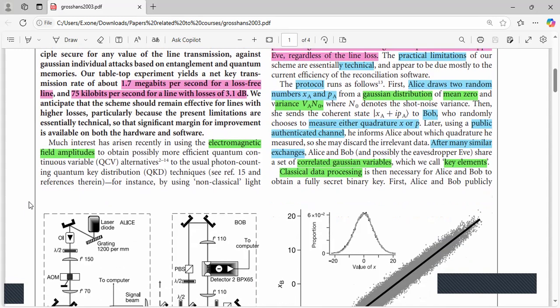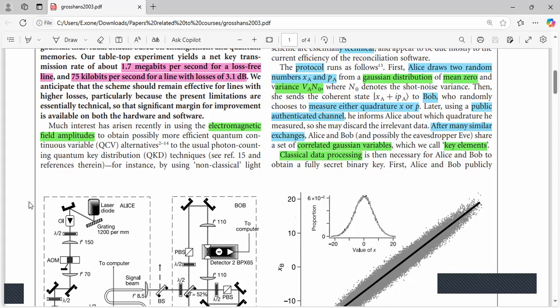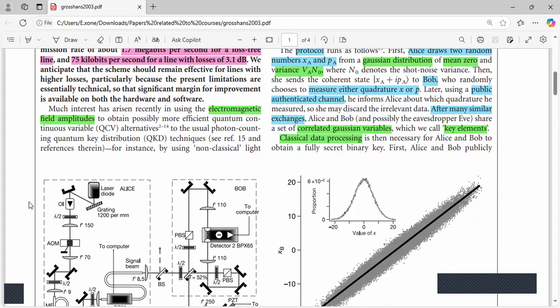Bob, on the other hand, measures these quadratures. Bob can measure either X or P of the light pulse, and after completing the whole process of transmission and measurement, they communicate through the public authenticated channel and remove the errors, and the resulting correlated Gaussian variables are key elements, and these key elements are further refined in order to make use of them in the encryption schemes.